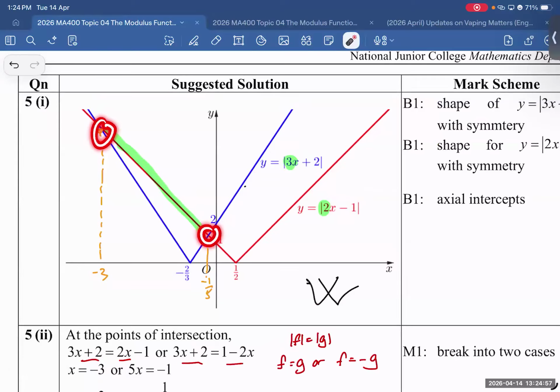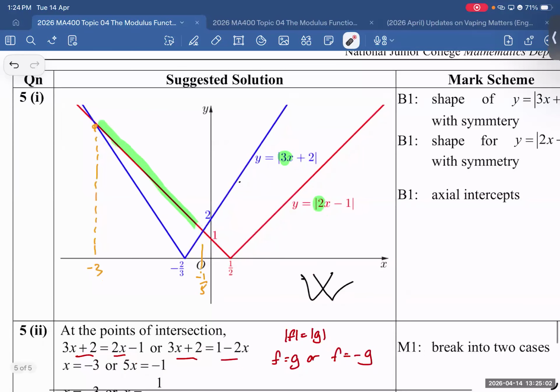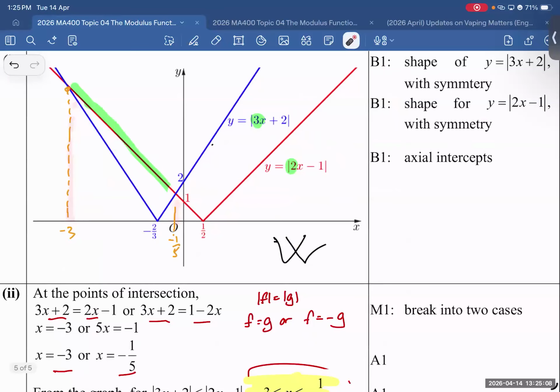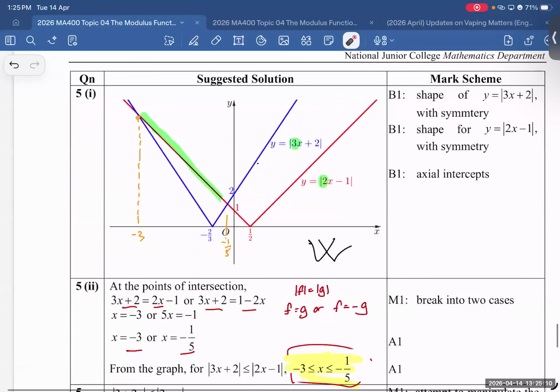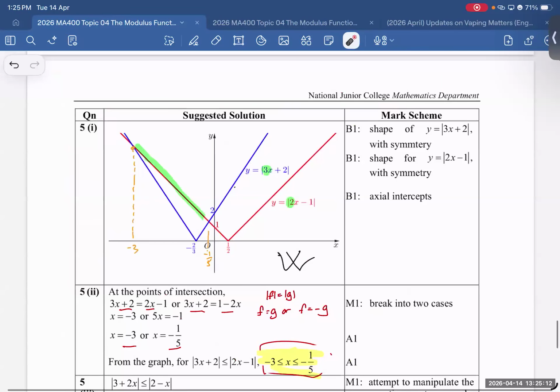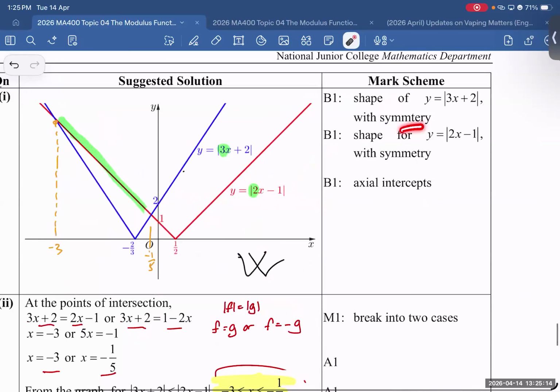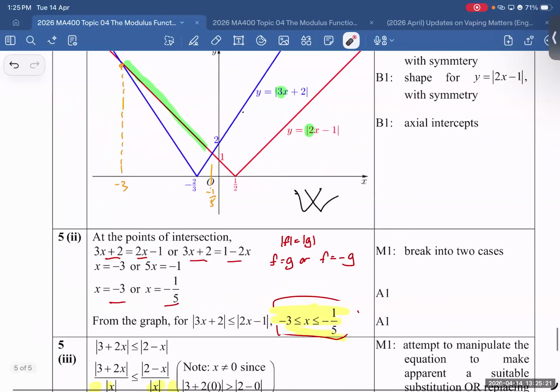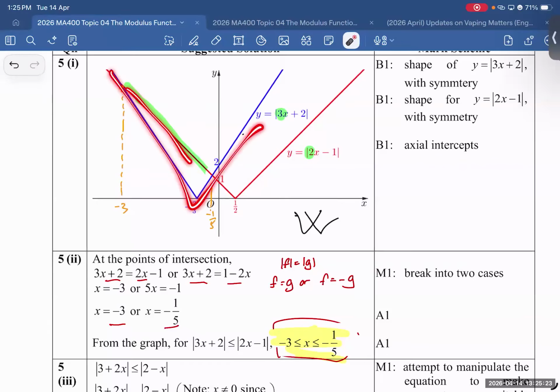So 1, 2, these two are the points of intersection. Clear? So when you solve, you will get -3 and -1 over 5. Where do the marks go? Symmetry. At the points of intersection you solve, you basically want the red to be above the blue. Now these two points of intersection are -3 and -1 over 5, which is why this is the answer for 5 part 2. Standard question.